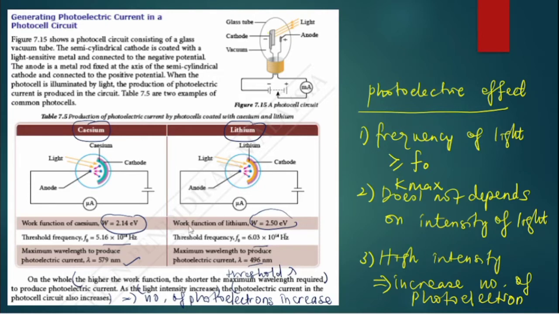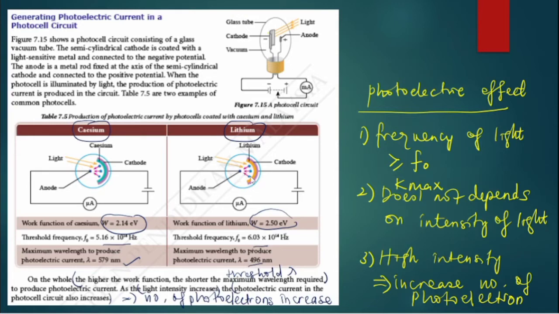For lithium, you can see the work function W equals 2.50 eV. Threshold frequency f0 equals 6.03 times 10 to the power 14 Hz. Maximum wavelength to produce photoelectric current lambda equals 496 nanometer. So you can see for lithium, it requires higher frequency as compared to caesium in order for photoelectric effect to occur. On the whole, the higher the work function, the shorter the maximum wavelength required to produce photoelectric current.